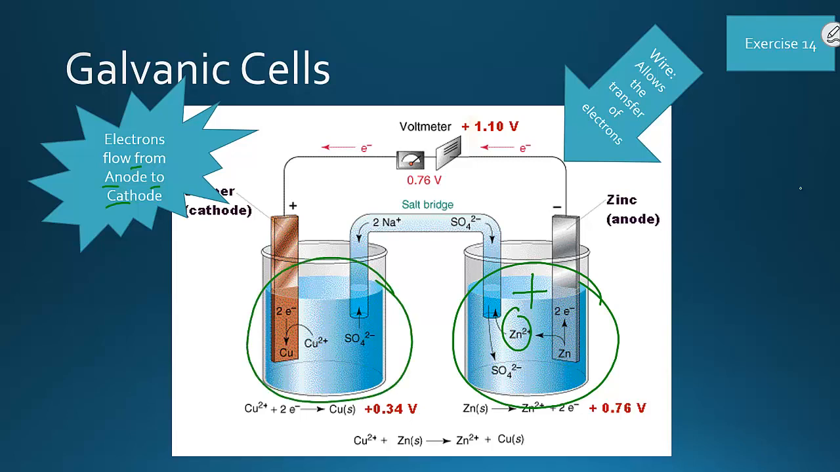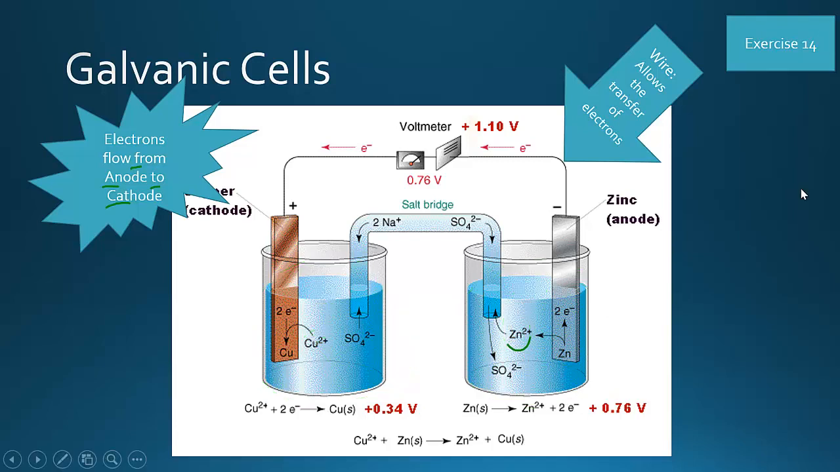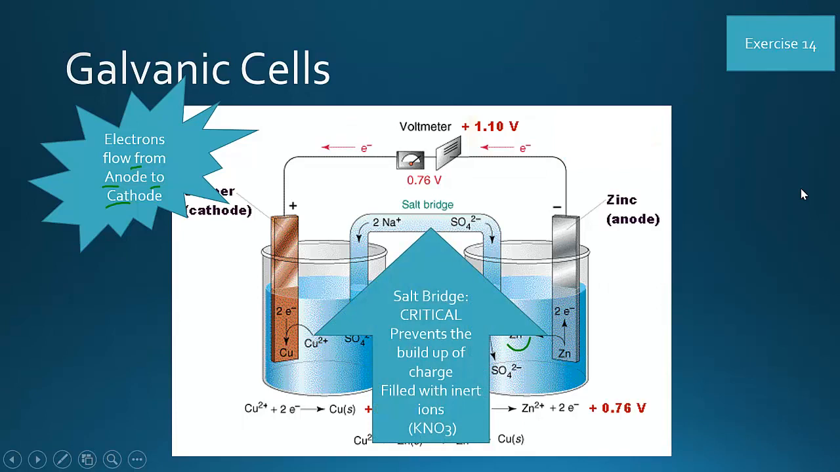As copper is reduced, you lose copper cations. This solution becomes more negative. And so there's a gradual buildup of charge in each half cell. So to prevent this from becoming unsustainable, we add a salt bridge.